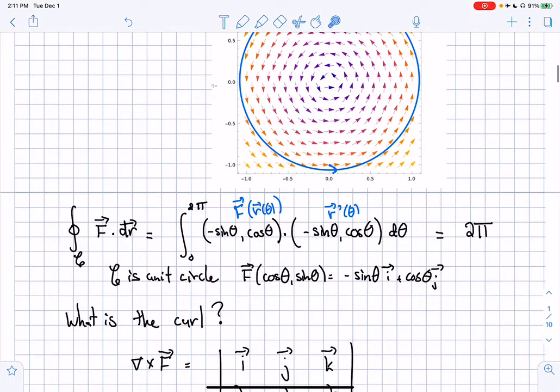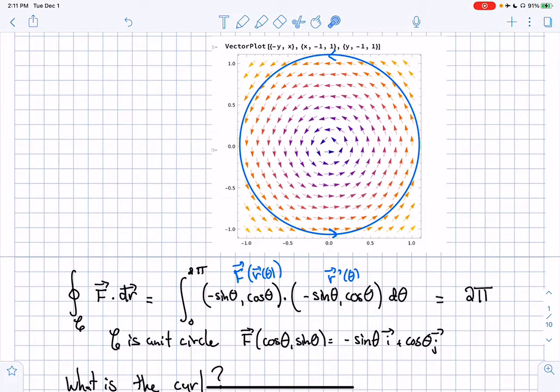So, good. Now, what is the velocity vector? It's the derivative of the position. So position is cosine and sine. So the velocity vector is minus sine, cosine. Okay. So when I do the dot product between the vector field and the velocity vector at the value theta, I get cosine sine square plus cosine square. So I get 1. So when I integrate d theta, I get 2 pi. Okay, so the line integral is 2 pi.